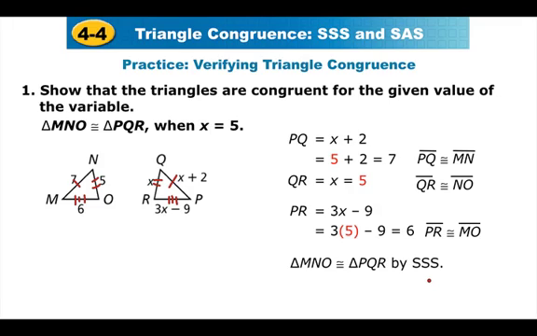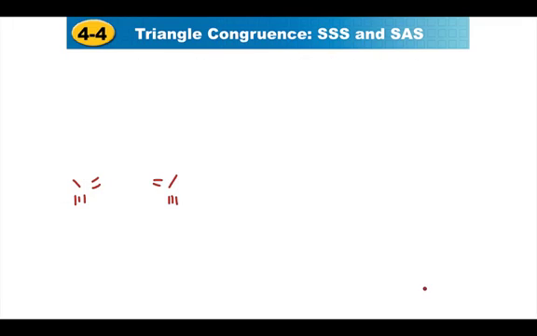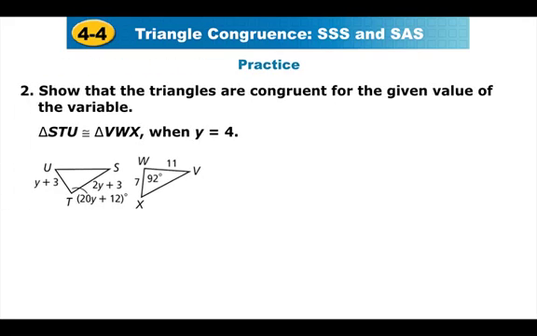Let's move on to number 2. Very similar directions as number 1. We want to show that these two triangles are congruent with the given value. And here are the two triangles, STU congruent to VWX when y is equal to 4. First, we plug y into ST, which is here. Once I do that, I notice that this is equal to 11. Since this is 11, ST must be equal to VW. And since they're equal, by definition of congruence, they are congruent.